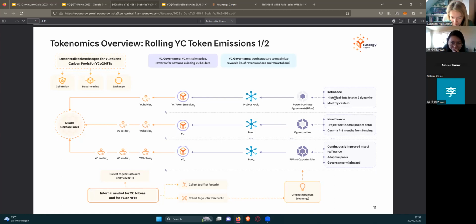Okay, so coming back to the point, the summary. Yes, the next thing that is of interest is just the refinance part, and very concretely these 14 projects. We have the historic data and the cash in. This is what I need to get. And it will be about, okay, how many YC tokens at what price is this going to represent?